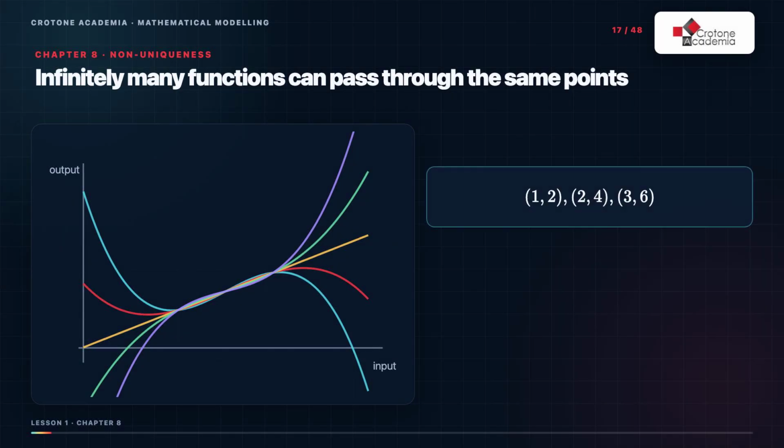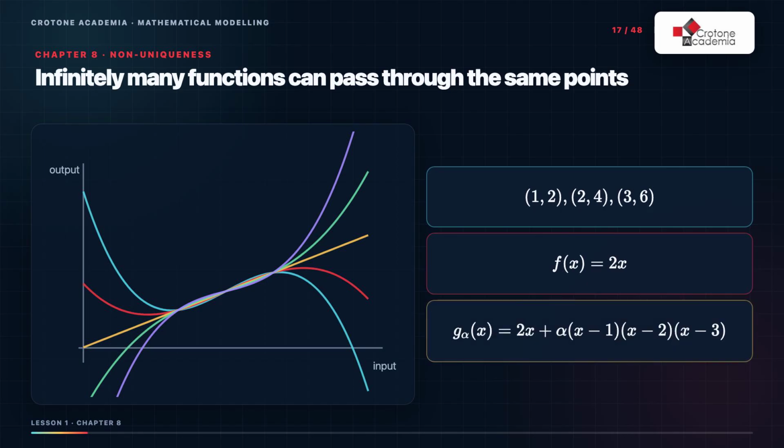Consider the observations (1, 2), (2, 4), and (3, 6). The simple line, f of x equals 2x, passes through all three. Now define g sub alpha of x as 2x plus alpha times (x minus 1)(x minus 2)(x minus 3). At x equal to 1, 2, or 3, one factor in that product is 0. The entire added term vanishes regardless of alpha. Therefore, every member of this infinite family passes through the same 3 observations. As alpha changes, the curve can bend dramatically between and outside the observed inputs while leaving the observed points untouched.